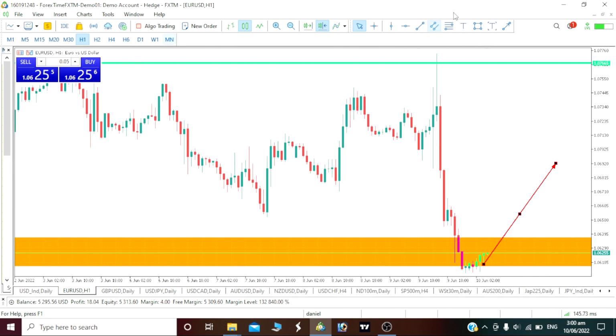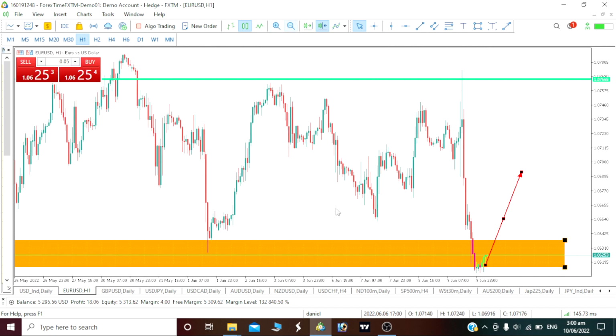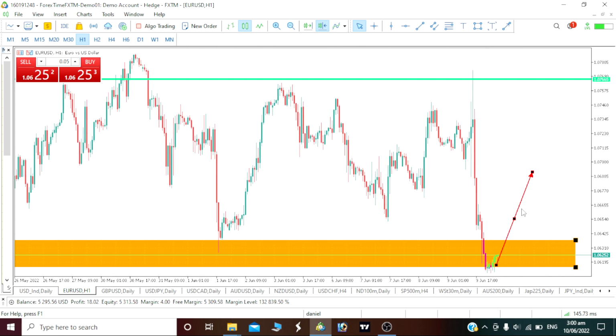I believe that. Same thing with our 1-hour time frame. We also want to be going bullish as our price is giving us that bullish move.